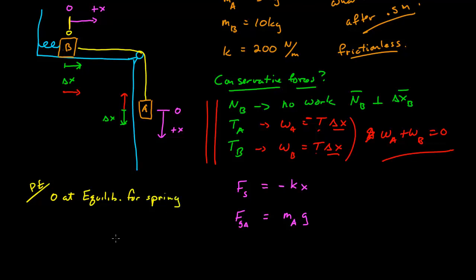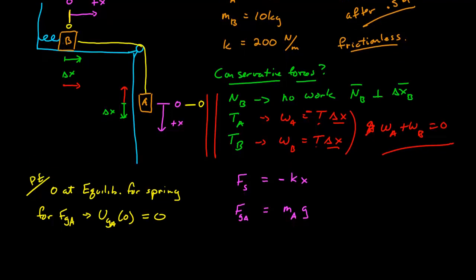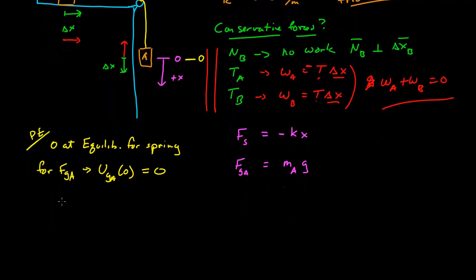And for the gravitational force at A, let's call the 0 at x equal to 0 the 0 of the coordinate system for mass A. So for F sub g on A, we're going to say the potential gravity on A at x equal to 0 is equal to 0. So what does this give us for potential energies?